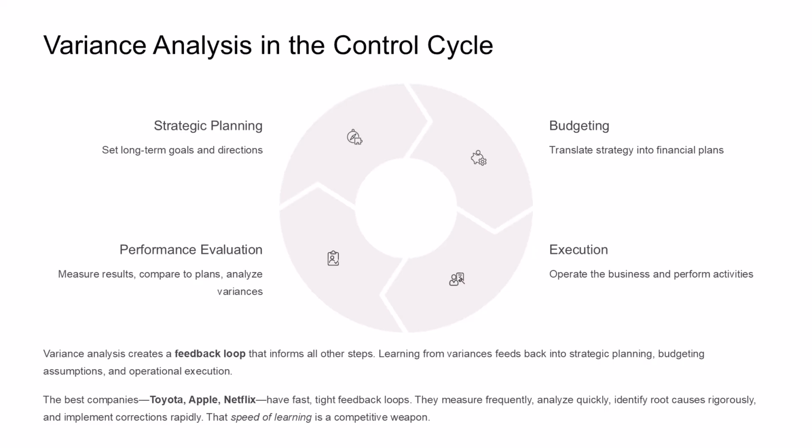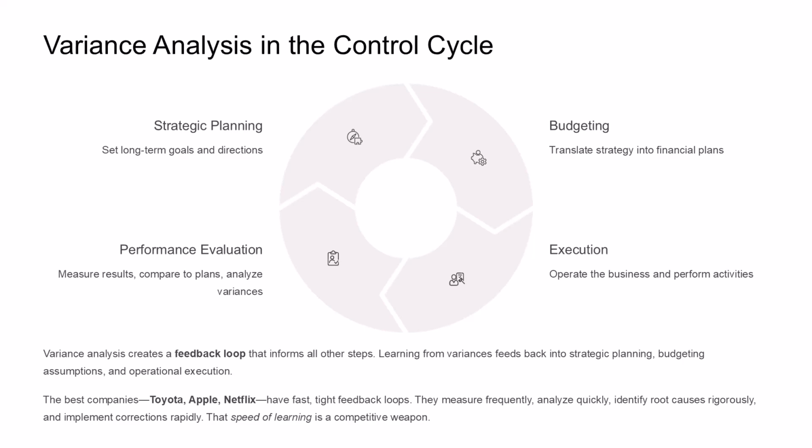When you analyze variances, you learn about your business. You discover that certain costs are higher than expected, certain processes are less efficient than assumed, certain market conditions differ from projections. That learning feeds back into strategic planning. You adjust your strategy based on what you learned. It feeds back into budgeting. You update assumptions and standards. It feeds back into execution. You change processes and behaviors. This feedback loop is how organizations learn and adapt over time.